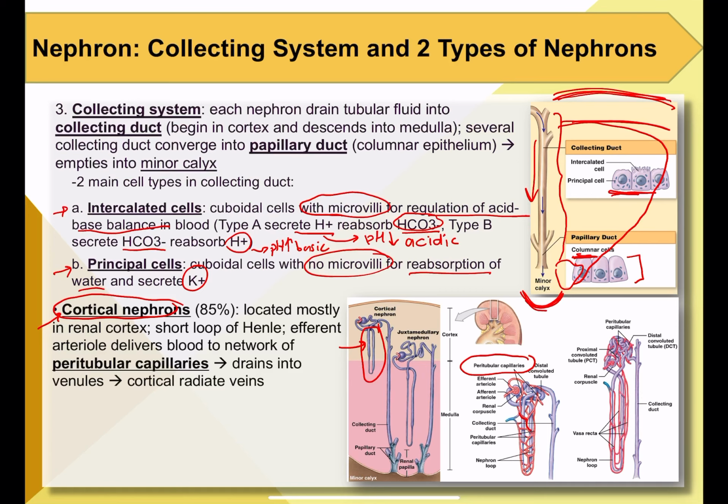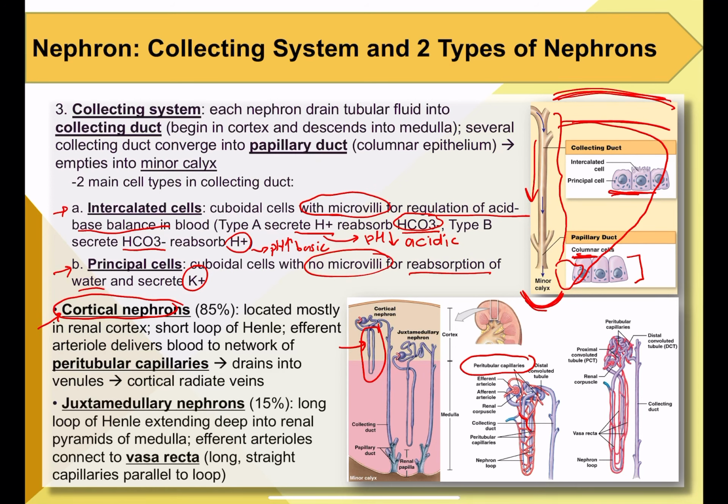Okay. The other type of nephron is called the juxtamedullary nephrons, which make up 15% of all nephrons. They have a very long loop of Henle, okay, so that's why you see this long loop of Henle descending into the renal medulla region. And their efferent arterioles will drain blood into your peritubular capillaries around your PCT and DCT.